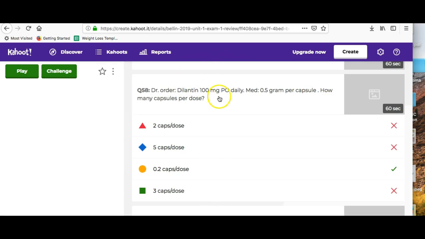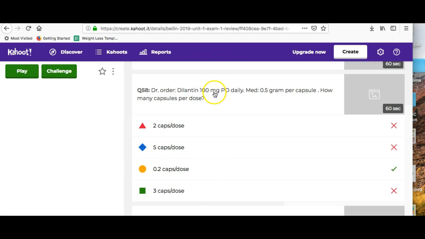All right. So from the answers, it tells you how many capsules you need per dose. That's your desired unit. The patient needs 100 milligrams, but what you have available is that in every one capsule there's 0.5 grams. So basically you are taking the, and then make sure about the grams and the milligrams.